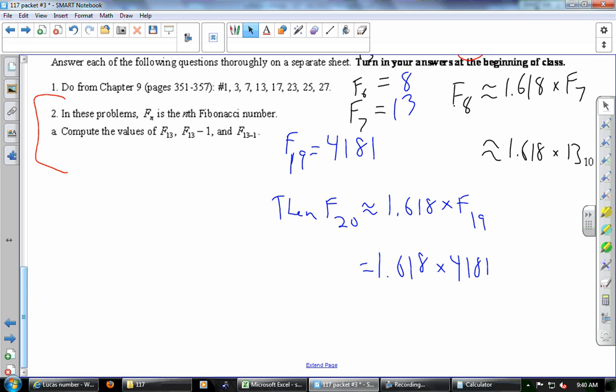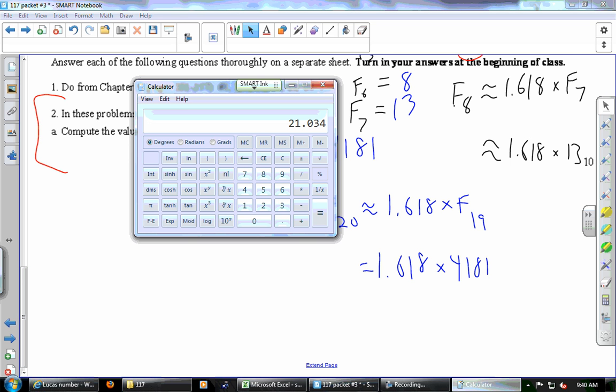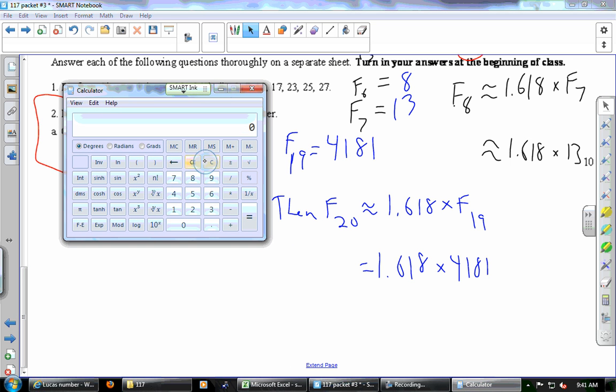So what should we do with 4181? Multiply by 1.618, and we should get something very close to it. It's not perfect, but if we round that to the nearest integer, 6765. Was that the right answer in the table? 6765.